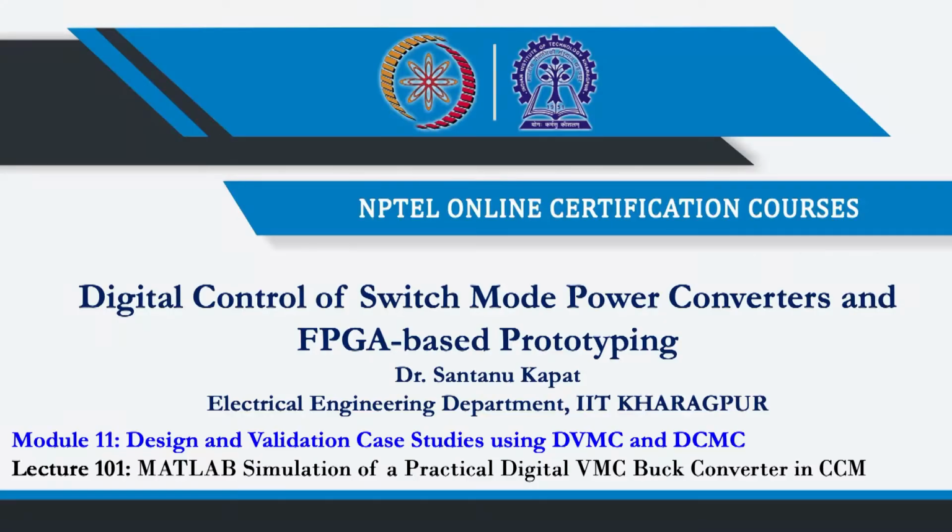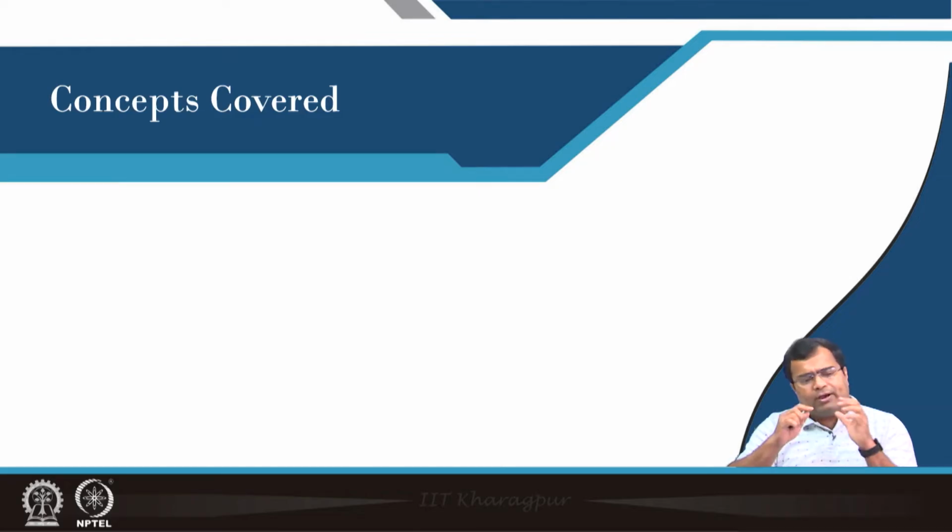Welcome. In this lecture, we are going to talk about MATLAB simulation of a practical digital voltage mode control buck converter in continuous conduction mode. So far we have shown a lot of experimental demonstration. We have shown the steps for implementation, how to do hardware implementation or prototyping using FPGA. We have shown detail about the Verilog coding, and we have presented experimental results.